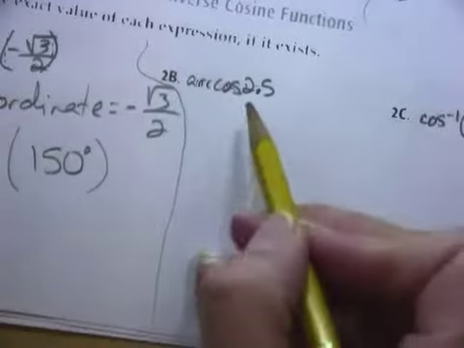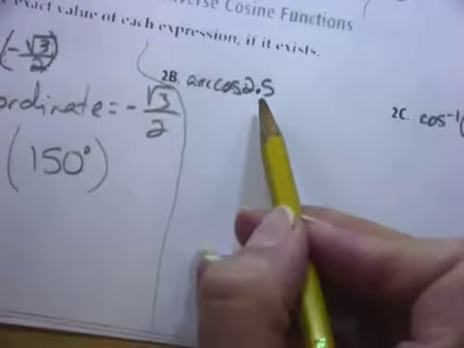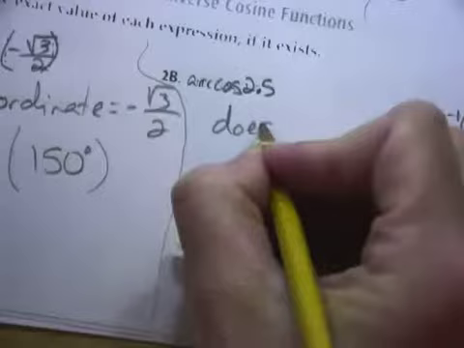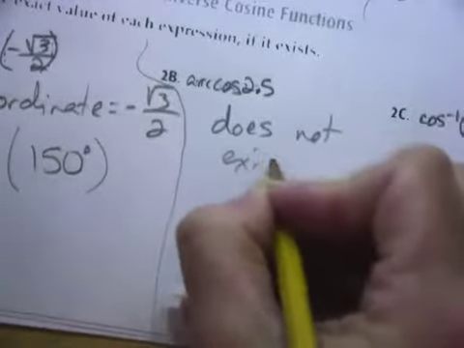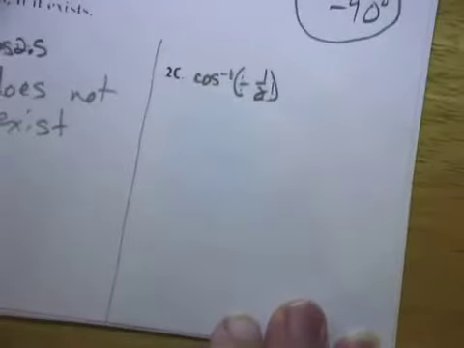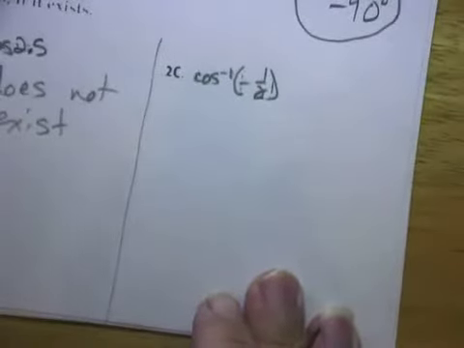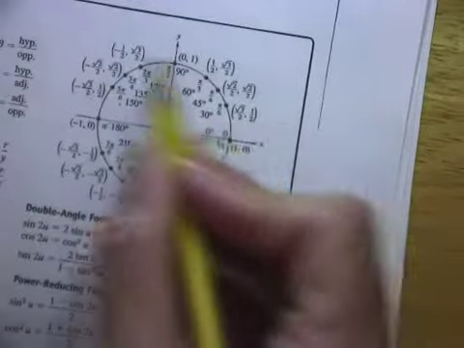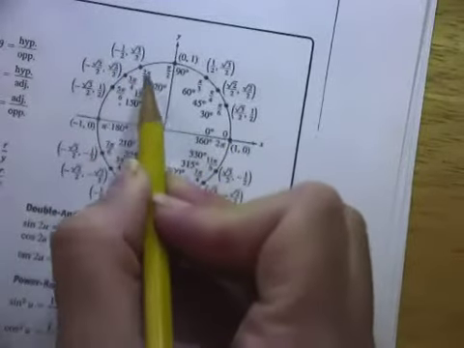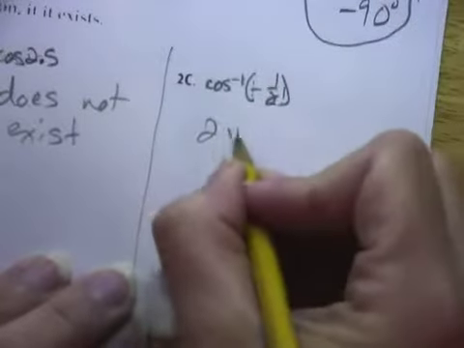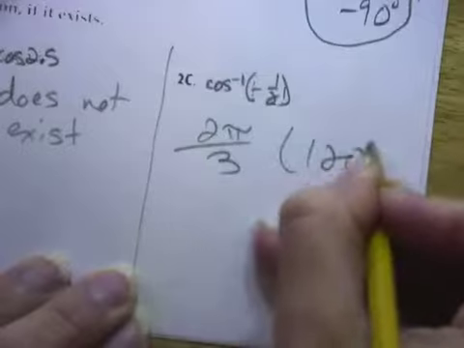Part B, I'm finding the arc cosine of 2.5, which means I'm looking for an x-coordinate of 2.5, and on my unit circle, that does not exist. Part C, we're looking for an x-coordinate of negative 1/2. So on this top half of the grid, where do I see an x-coordinate of negative 1/2? I see it here at 2 pi over 3, which is equivalent to 120.